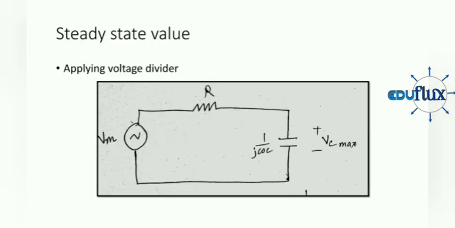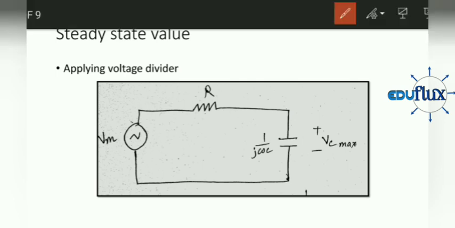Now, this is my steady state value. Now, how to find the steady state value? You have already learnt in AC analysis that I'm considering the maximum value. See, this is the Vm and not the RMS. I'm telling you this is the maximum value. I'm mentioning it here. So I will be getting the Vc max here, that is the maximum capacitor voltage.